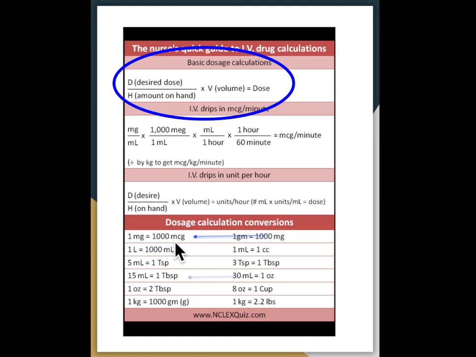All right. Another one that might be important is 15 mils equals 1 tablespoon. 15 mils equals 1 tablespoon. Keep that one handy. We'll have some practice with that one. 30 mils equals 1 ounce. Okay, that's one we want to know. What else equals 30 mils? Can you think of another important volume that's 30 milliliters?